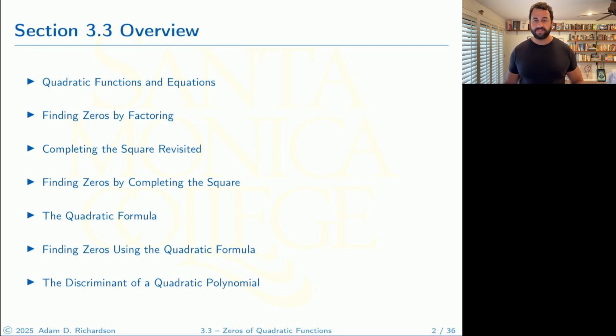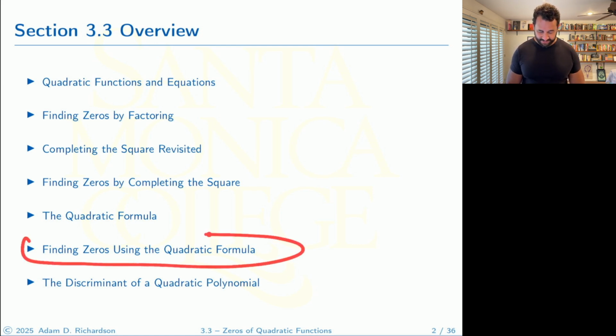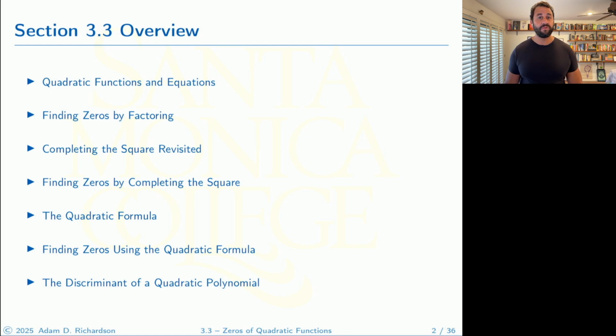So first, we're going to start by defining quadratic functions and equations, building off what we talked about in the last section. We'll talk about finding the zeros of these functions by factoring. Then we're going to revisit the process of completing the square, and generalize it a little bit more. Then we'll talk about how you can find zeros of these quadratic functions by completing the square. Then we're actually going to derive the quadratic formula, everybody's favorite, right? Then we're going to see how to find zeros using the quadratic formula. And then we'll finish up by talking about the discriminant of a quadratic polynomial.